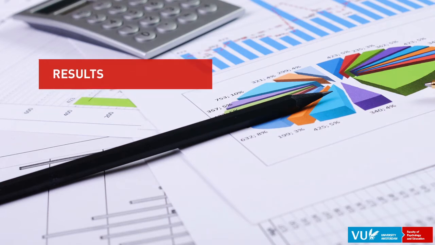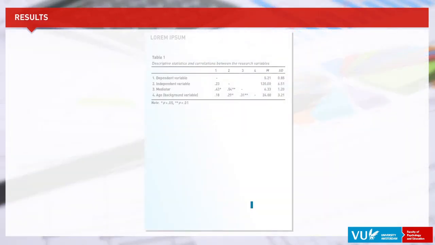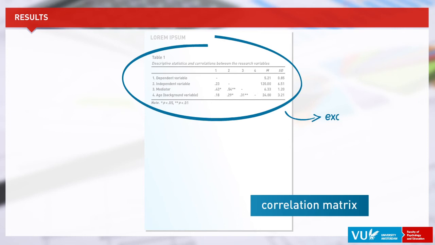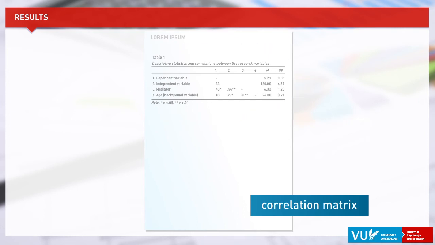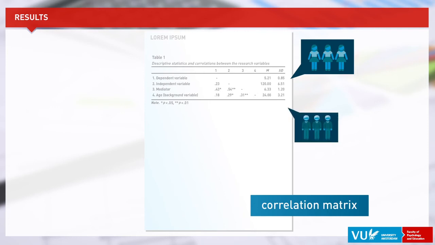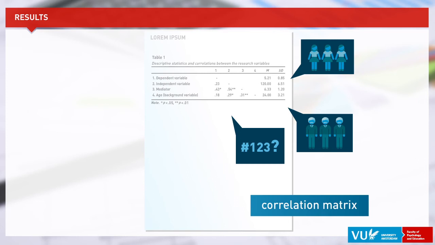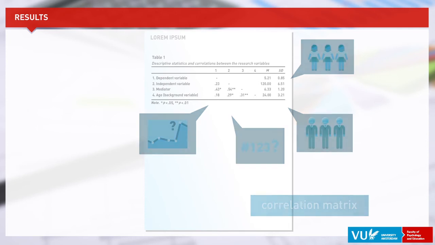Results. Start the results section with the correlation matrix and discuss if there are any exceptions in the matrix. Think of examples like, are all young participants female and all older participants male? Are there any strange values? Is the standard deviation for certain variables extremely high? Those things may be relevant for your discussion.